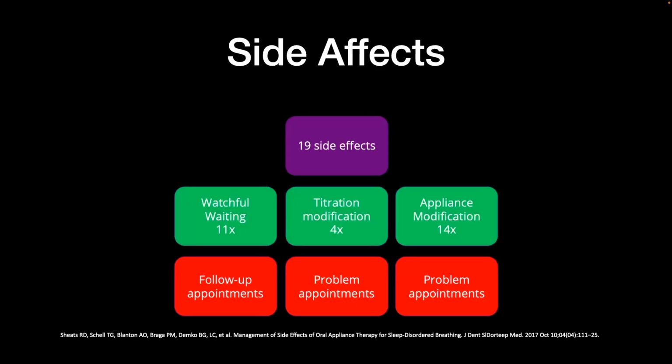And they broke this paper into 19 side effects. A lot of them were watchful waiting. Watch them, see if the muscle soreness calms down, see if there's TMJ discomfort, see if that goes away. There's a look at appliance modification. Do we change or move them forward or backwards, faster, slower? And then the appliance: do we need to alter the appliance? Do we need to change out the appliance?